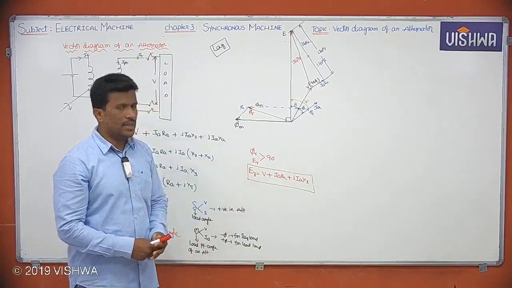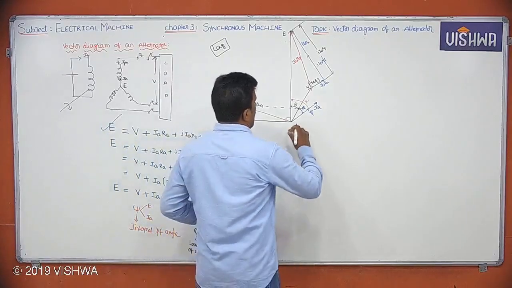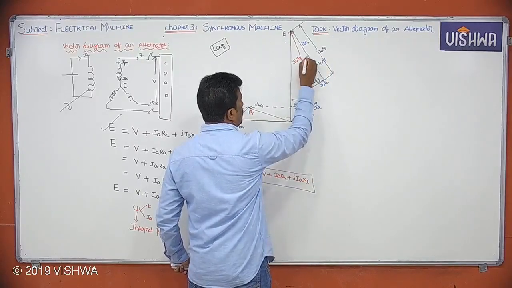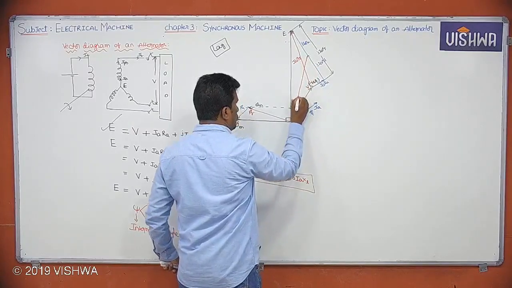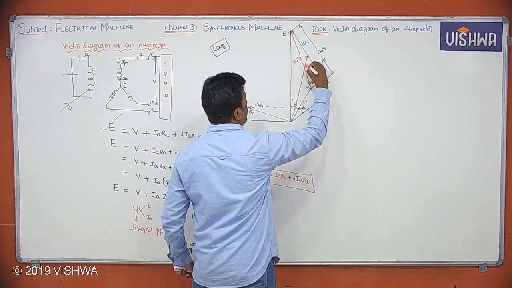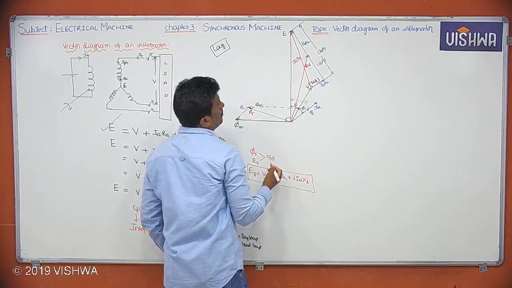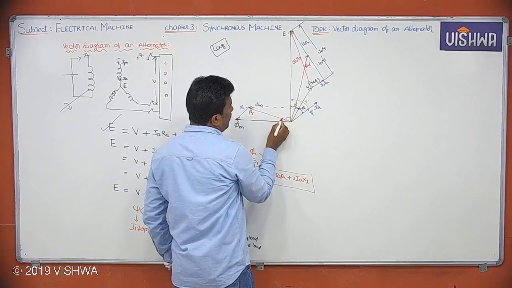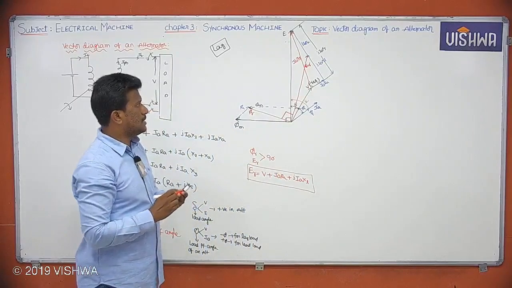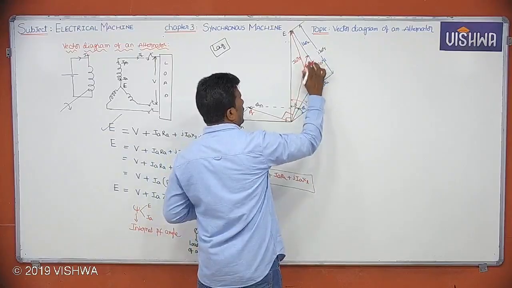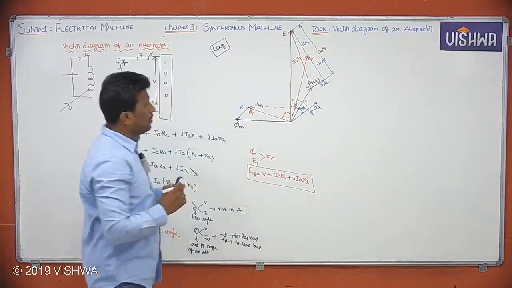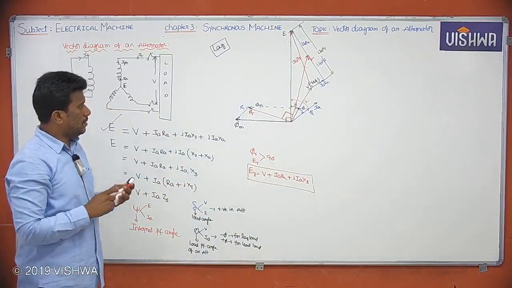This is what I can say ER. So please indicate here V plus IARA plus IAXL up to this only. This gives you ER. The angle between pi R and ER is equal to how much? 90 degrees. Don't confuse. This is ER. Is it clear? Yes? Right.